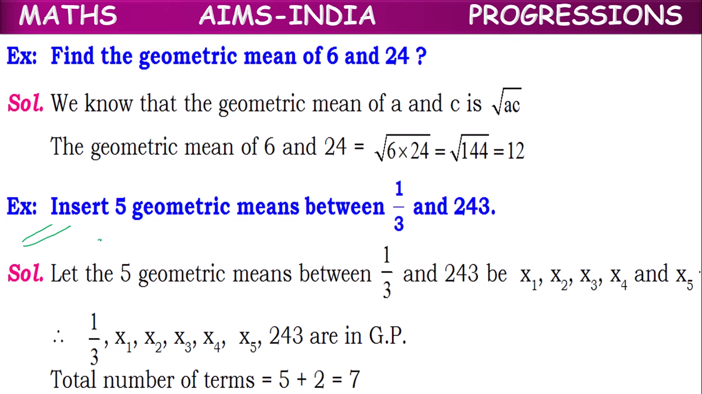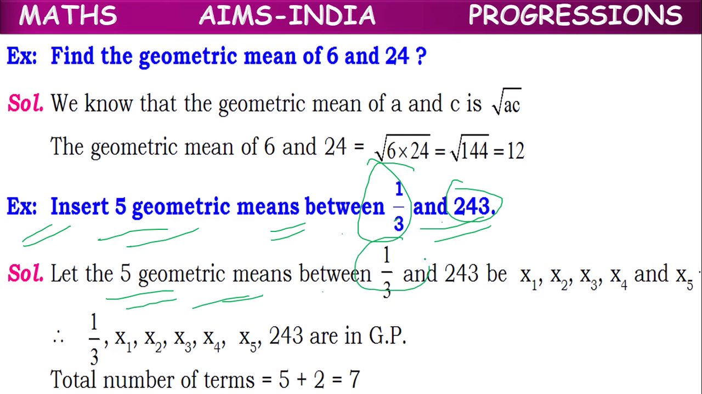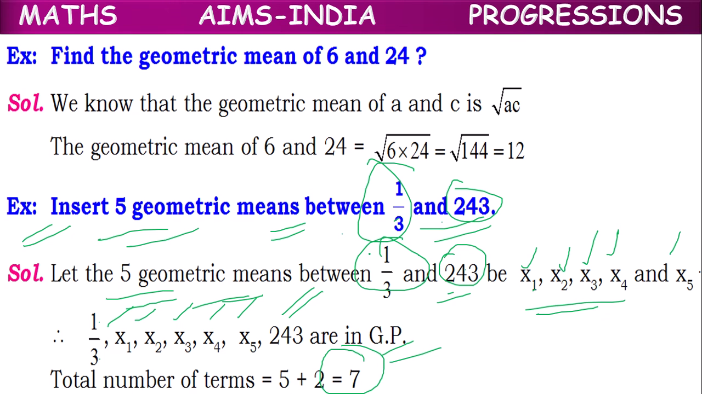Next example, children. Insert 5 geometric means between 1 by 3 and 243. So we have to insert 5 geometric means between 1 by 3 and 243. Let the geometric means be x1, x2, x3, x4, x5. So there will be 7 terms. 1 by 3 is the first term, x1, x2, x3, x4, x5 are 5 terms, and 243 is the last term. So there will be 7 terms in the GP.